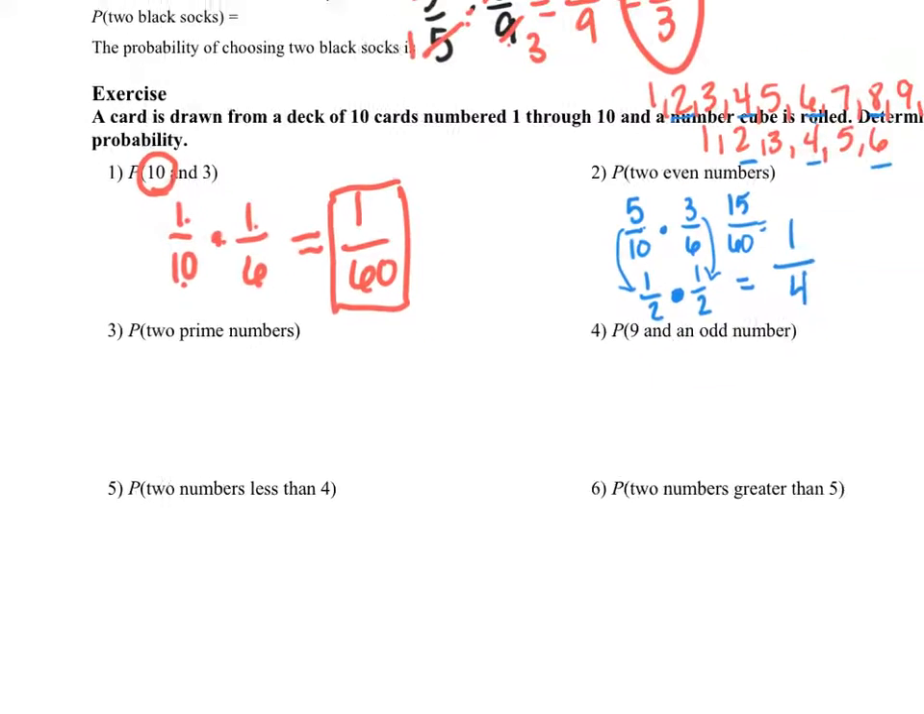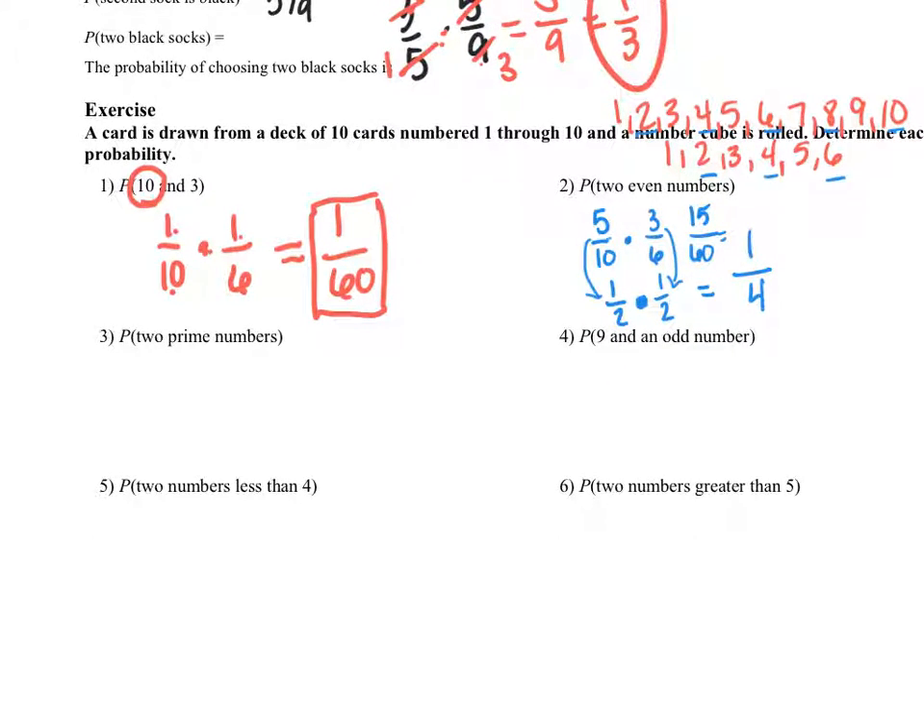Okay, number 3, 2 prime numbers. Okay, so here's where we're going to get a little shady. Prime is a number that is divisible by 1 and itself, okay? So we're not considering 1 prime. So we have 2, 3, 5, 7, and that's it. So 2, 3, 5, 7. So 4 out of 10. I'll reduce it in a minute, okay? And then we have prime numbers on the bottom. 2, 3, 5. So 3 out of 6.